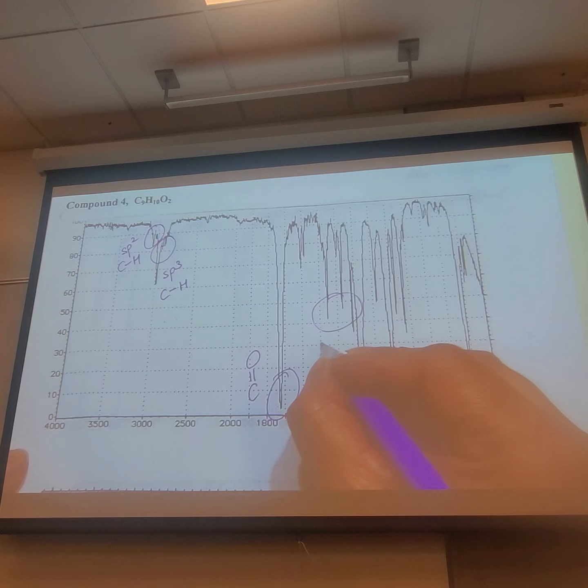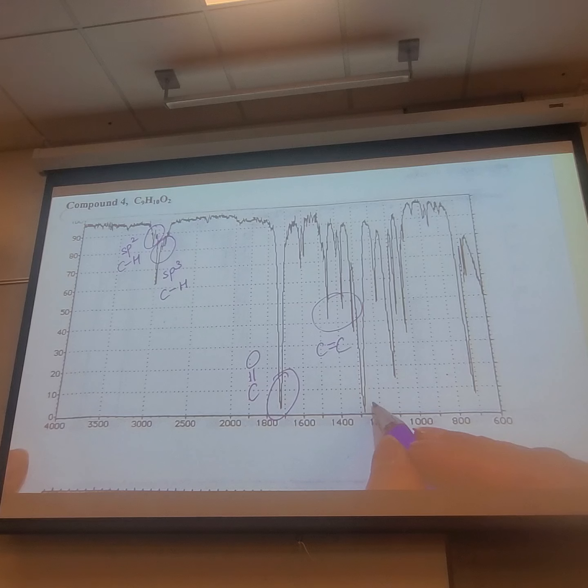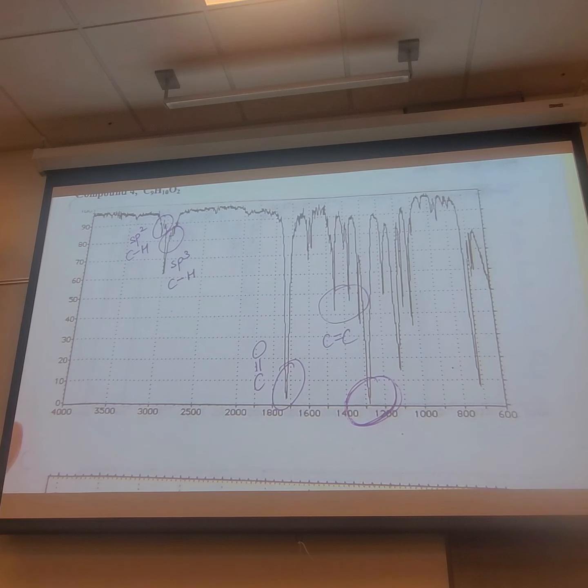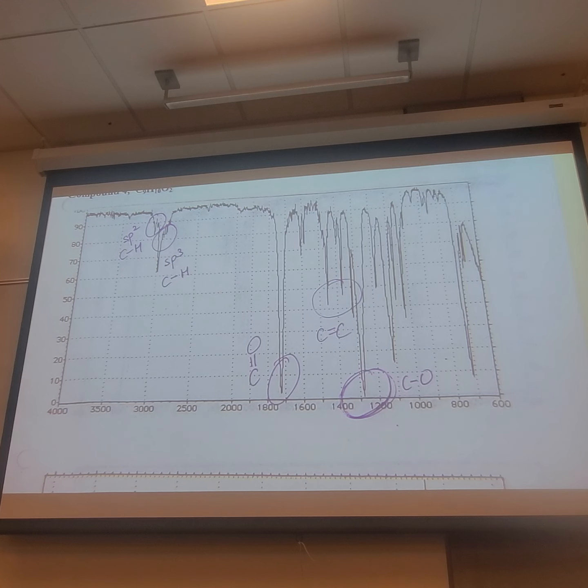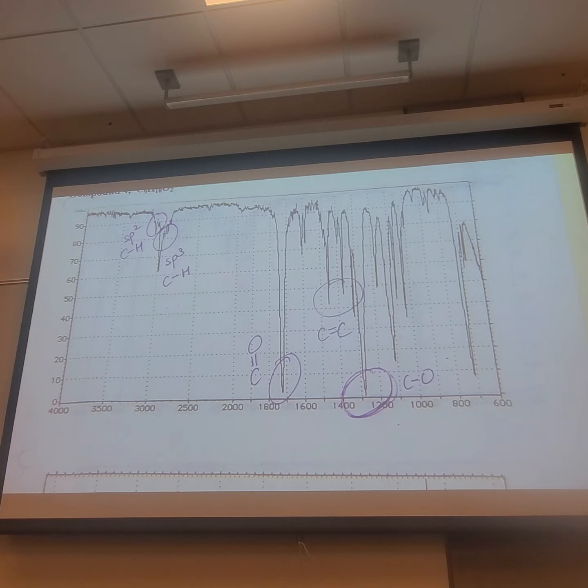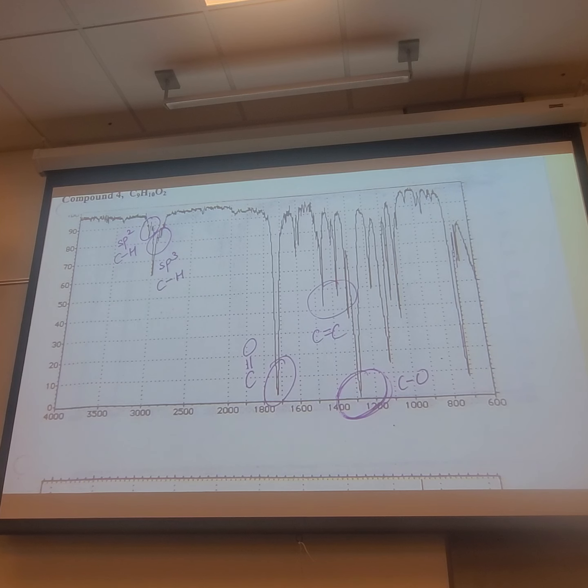Probably we have carbon double bonds. Why do we see that? So you see this guy, C double bond O. Wouldn't it be CO? It's pretty strong, a C single bond O. 1600 to 1650. We good? Yeah, everybody? Okay, so that's the main stuff we can get out of the IR.